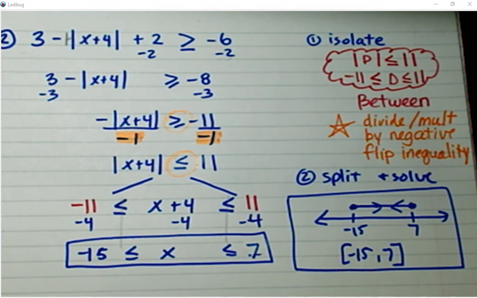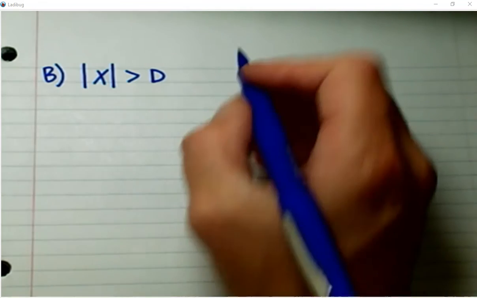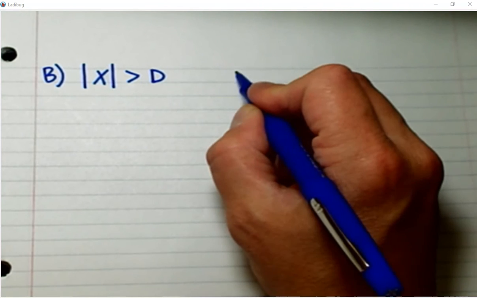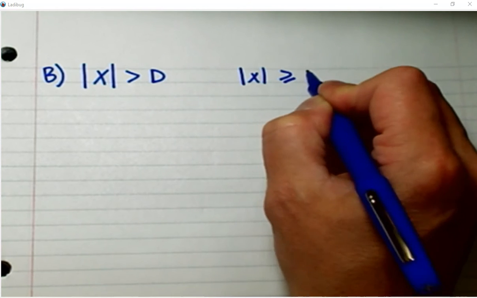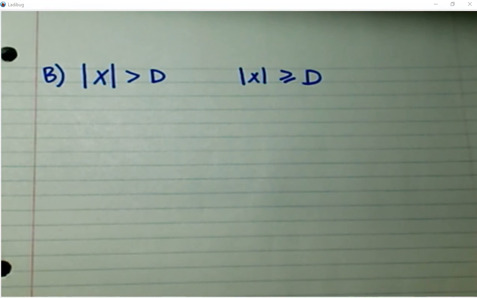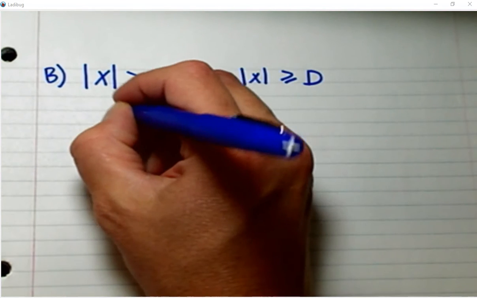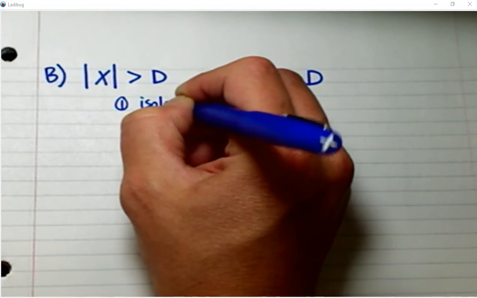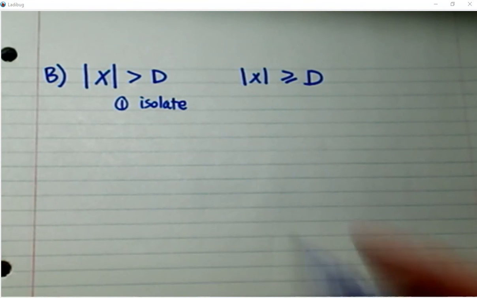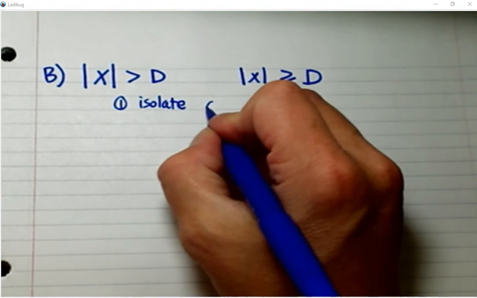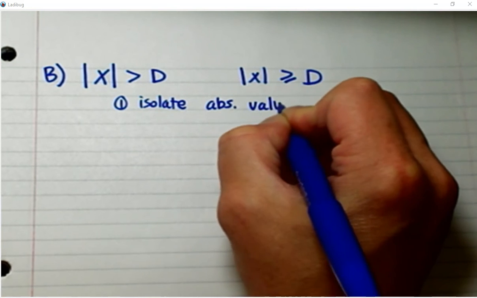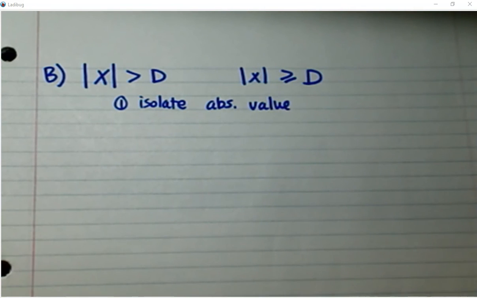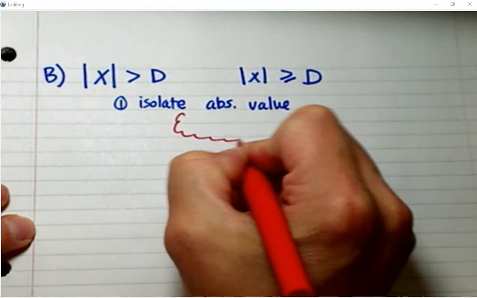All right. Whew, you guys are doing good work. Okay, so we're going to do another type here, which is absolute value is greater than a number, or it could look like greater than or equal to, which is not going to change the conceptual understanding. Okay? Here we go. We isolate and then we think. You're going to isolate your absolute value and then we think.